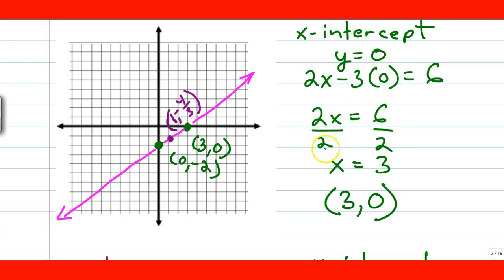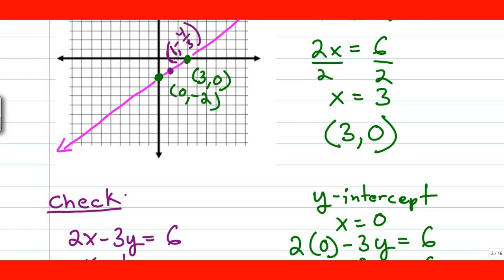Now I'm going to divide that 2 out to both sides. By doing so, I clear the 2 from the left side of the equation, leaving only the x. On the other side, I end up with the 3. So now I have the ordered pair (3, 0). So I have 1 point, my x-intercept. So I can come over here and put that (3, 0) on the line.